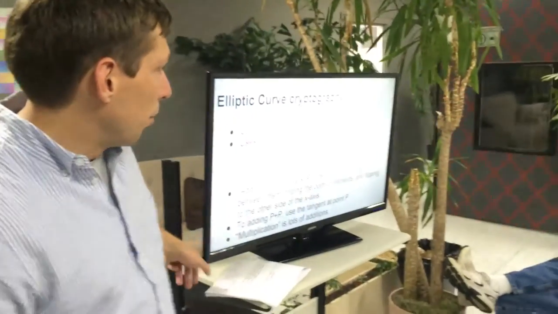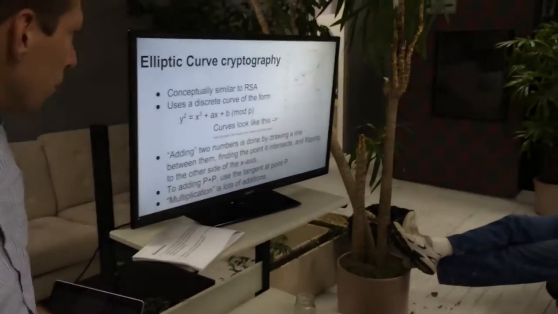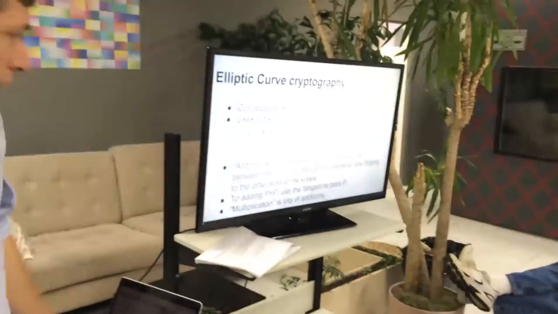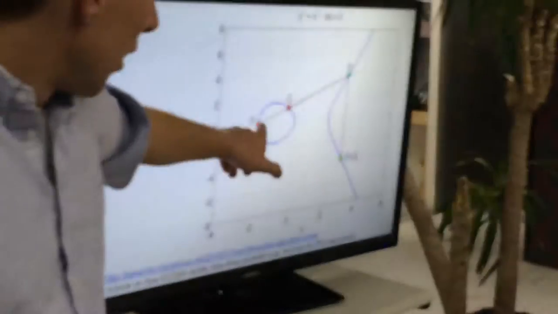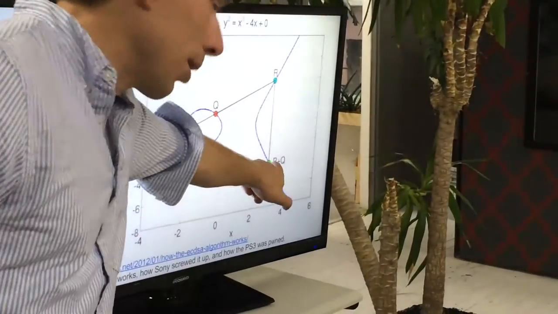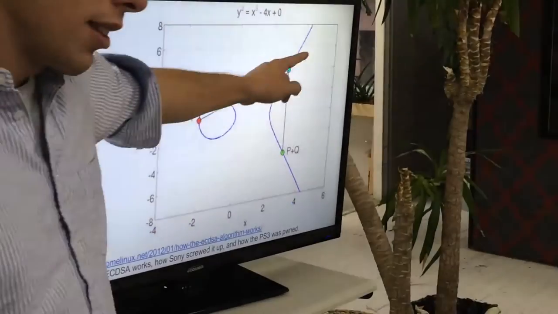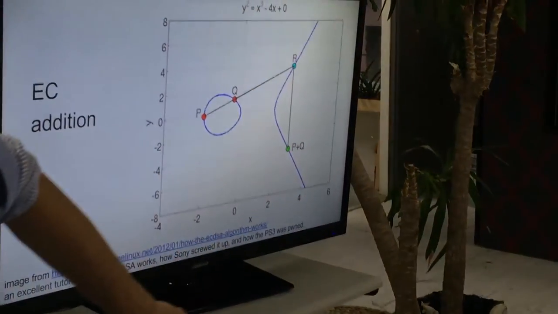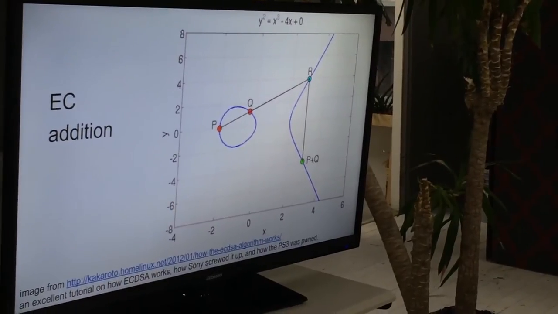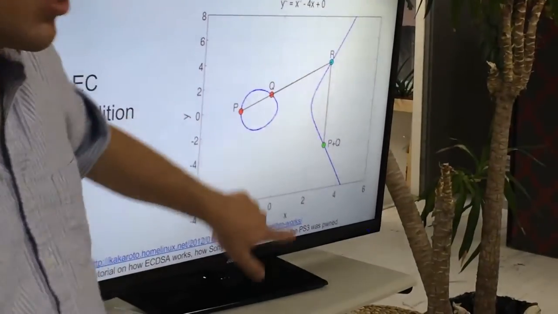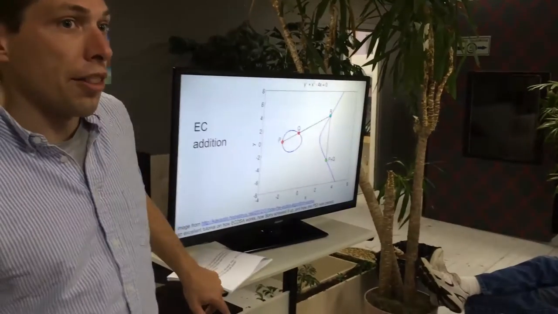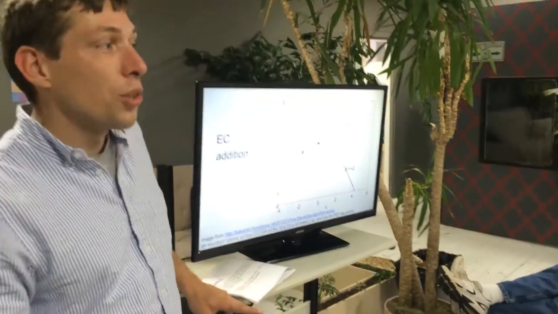So adding two numbers. Let's say I want to find p plus q. I find the line and then see where it goes. So for example, I want to add p and q. I draw a line between them, see where else it intersects, and then flip it on the x-axis. And any line you make, choose two points, it will intersect in a third point. That's kind of the cool thing about this.